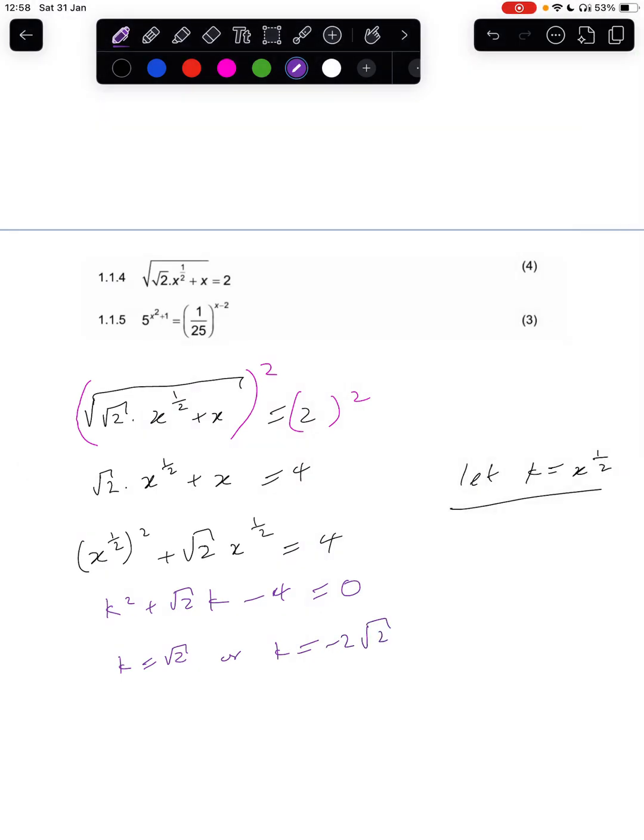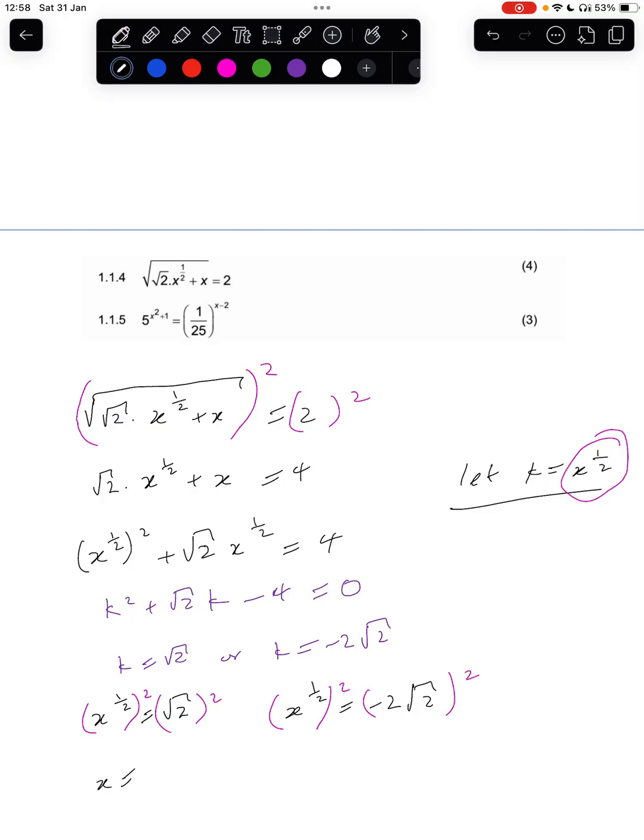Okay, but remember when we're solving for x, so we go back here, square root of x is root 2, square root of x is minus 2 root 2. So now we're going to square both sides to remove the square root so we can get the values for x. Then we get x equals to 2, and then this side x equals to 4 times 2, which is 8.